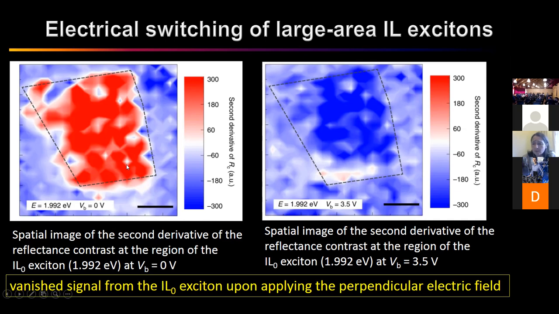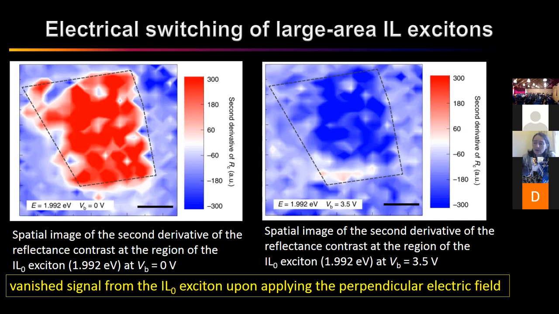At zero electric field, we see this IL0 exciton that appears throughout the whole device area, which is about 20 by 30 microns. When we apply a perpendicular electric field, the signal from this IL0 exciton completely vanishes. This leads to the emergence of the IL1 exciton here at 1.975 electron volts, and IL2 at about 2.007 electron volts.